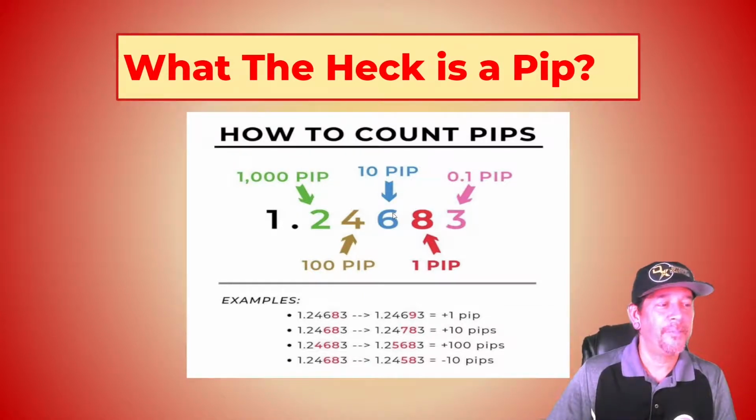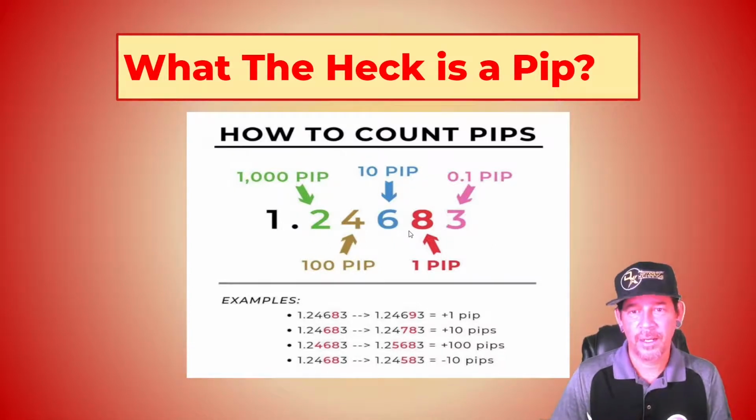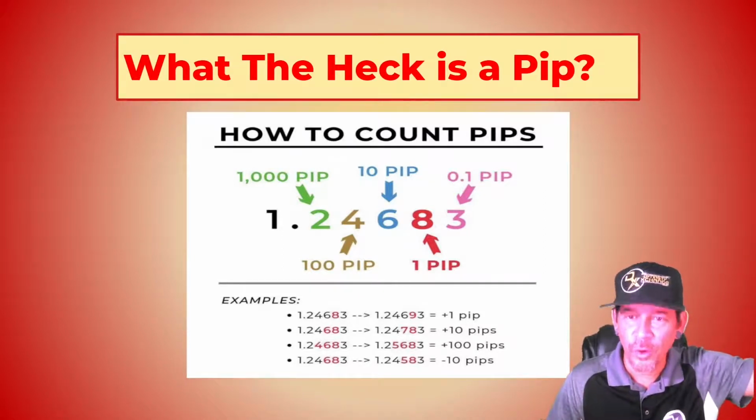Now, the 6, the third number, is 10 pips. The second number is 100 pips. And the first number is 1,000 pips. So if this number went up and it went from 683 to 783, we've just witnessed 10 pips of movement for the home team.